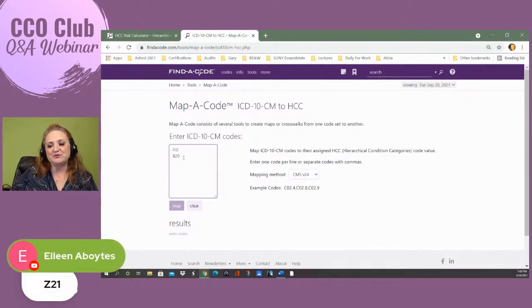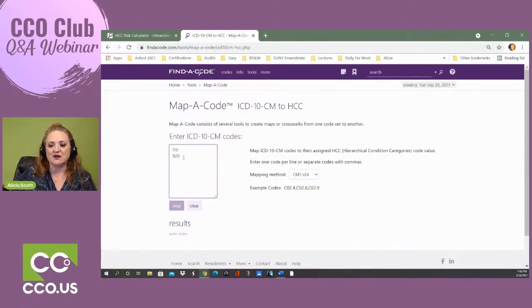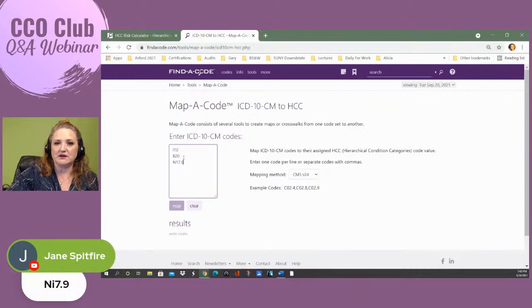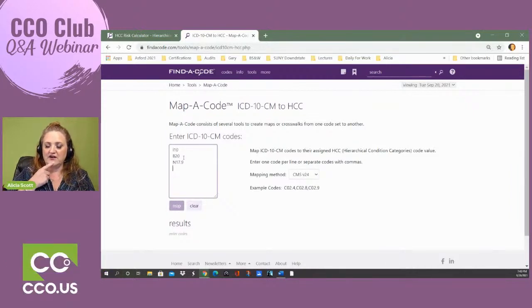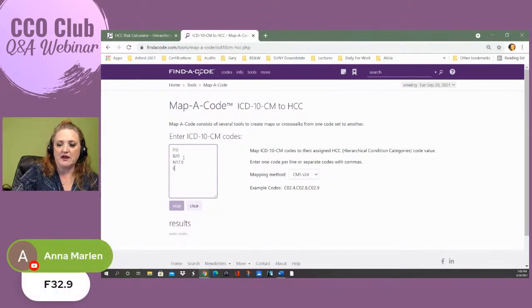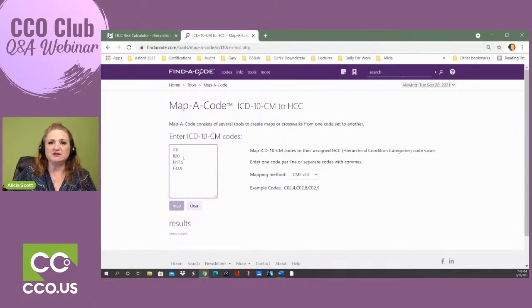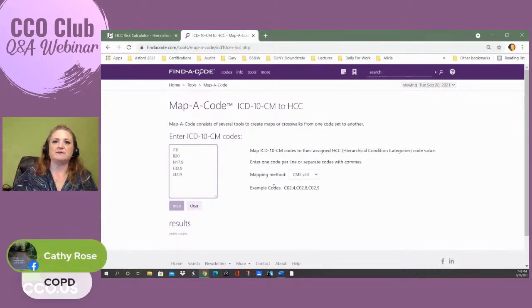Okay, we can't do Z21 because we have B20. So, but we can do N17.9. Very good. That's another N17.9. And then depression. F32. Let's stop there. F32.9. Okay. You want to give them COPD, J44.9. We've kind of already done that one, but we'll add that one too. Okay, let's stop there.